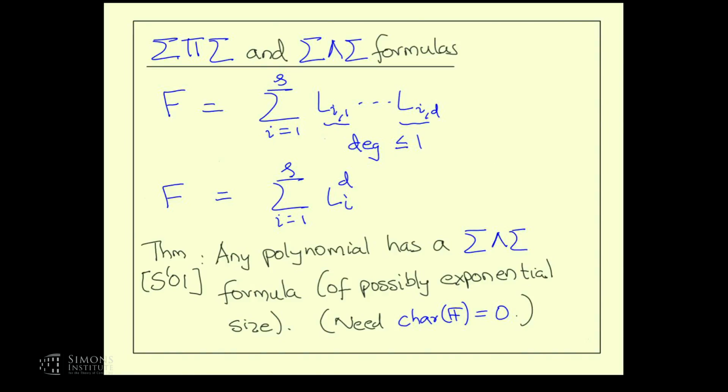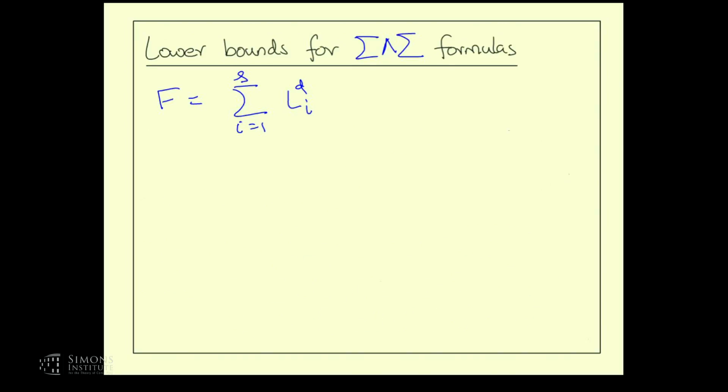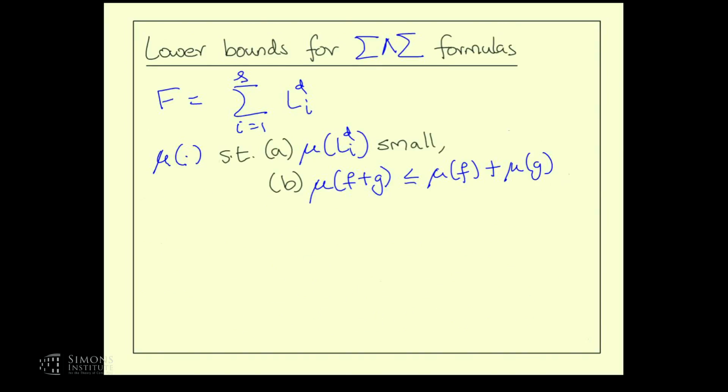Okay, so we want to prove lower bounds for sigma pi sigma and sigma power sigma formulas. So how do we go about doing it? Again, the idea is the same. Here there is no real depth reduction because the depth is already small. So it's just the second step that we have to do. Okay, and what's the second step?